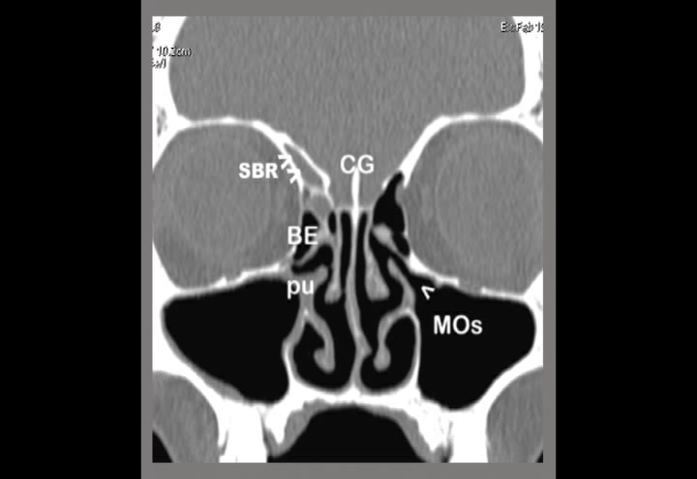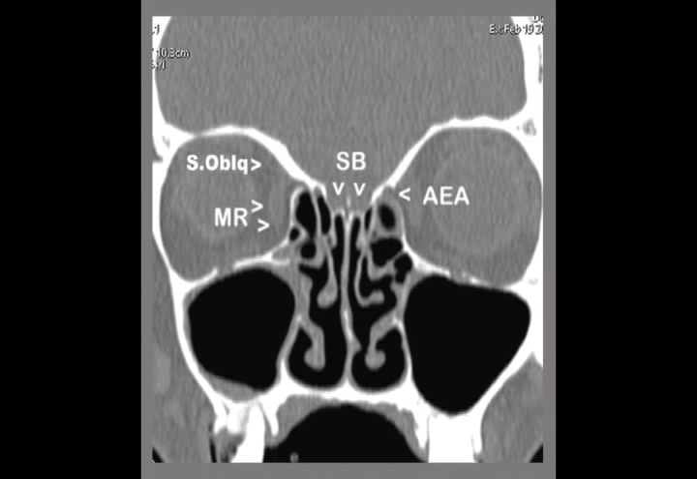This is again a very important cut showing BE, the bulla ethmoidalis, the suprabullar recess, because this has to be exposed. In many cases we trace it backwards towards the frontal recess. So the PU is the uncinate process and MOS is the natural ostium of the maxillary sinus, and the crista galli.